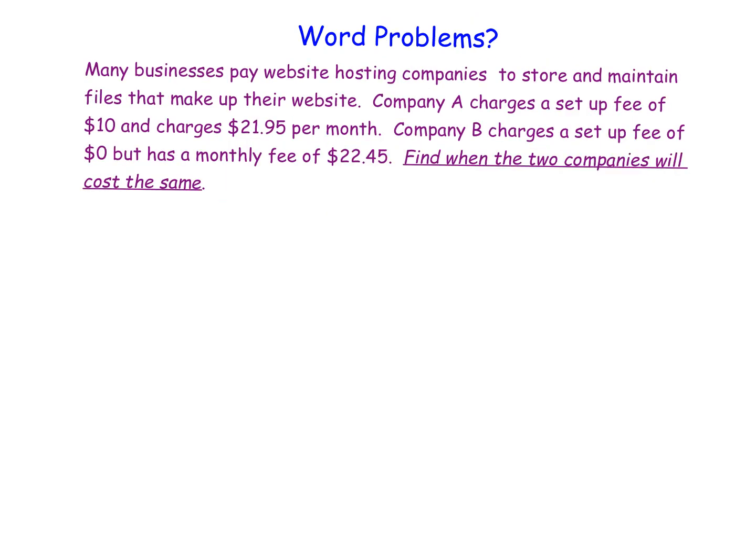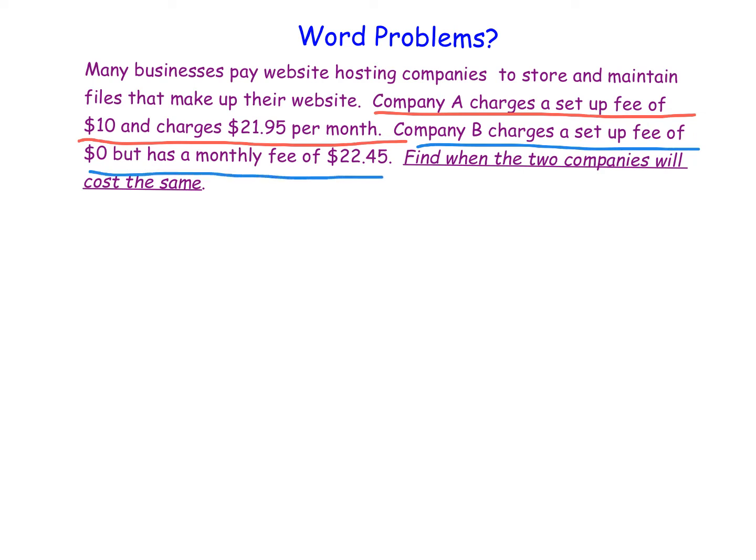So let's read through and set up this final example together. Many businesses pay website hosting companies to store and maintain files that make up their website. Company A charges a setup fee of $10 and then $21.95 per month after that. Company B charges a setup fee of $0 but has a monthly fee of $22.44. Find when the 2 companies will cost the same.